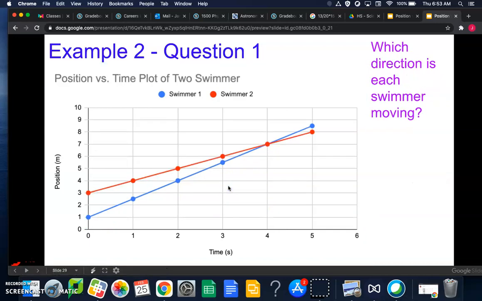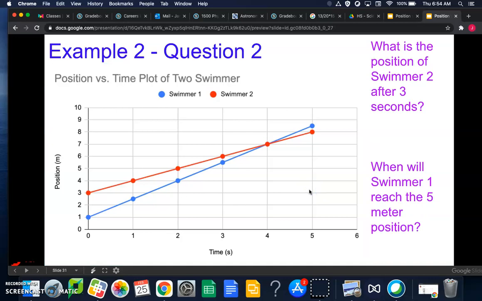Okay, let's go through one more example. So which direction is each swimmer moving? Well, we can see that for swimmer 1, as we move to the right, this graph is moving up. And same thing with swimmer 2, right? As we move to the right, this graph is also moving up. So which direction is each swimmer moving? Both swimmers are swimming forwards.